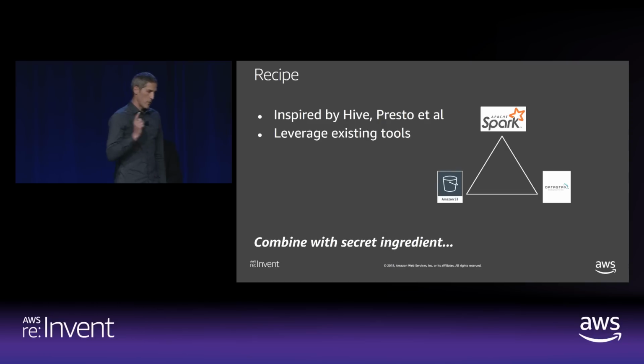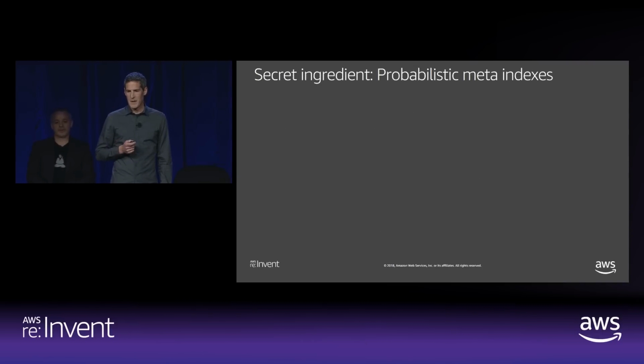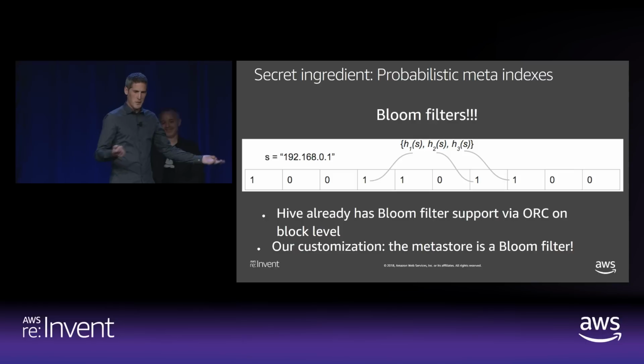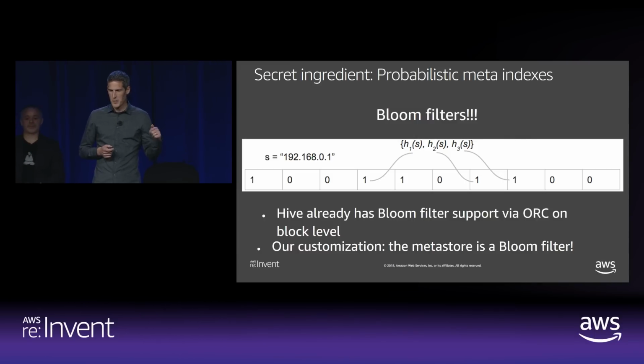What we did, though, was combine them with a secret ingredient, which was about trying to improve on the query performance problem. And that secret ingredient is probabilistic meta indexes, which sounds like a fancy term that I made up, because I did. They're really just Bloom filters. So Hive has this feature already, Bloom filters. People aren't super familiar with it. I wasn't even familiar with it when I first started learning about Hive.